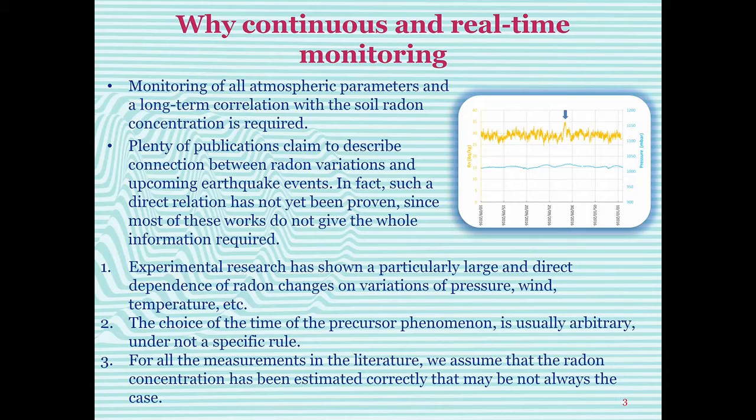Experimental research has shown a particularly important direct dependence of radon changes on exogenous factors such as variations of pressure, wind, and temperature. The problem of assessing an anomaly and attributing it to an earthquake becomes even more difficult if we take into consideration the fact that the choice of the occurrence time of the precursor phenomenon is quite arbitrary, without any specific rule. In simple terms, if there is an anomaly in the radon concentration weeks or just a few hours before the earthquake, scientists could possibly interpret it as a precursor of this event.